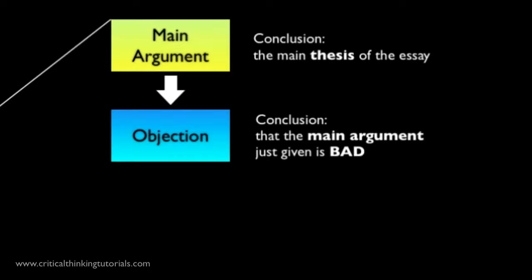Now, why do we need to consider objections? Remember, we're aiming for a good argument. We want our essay to give the most persuasive case possible for the intended audience of the argument. But it's important to remember that the intended audience of the argument isn't the people who are already inclined to agree with your thesis. That's what we call preaching to the choir.